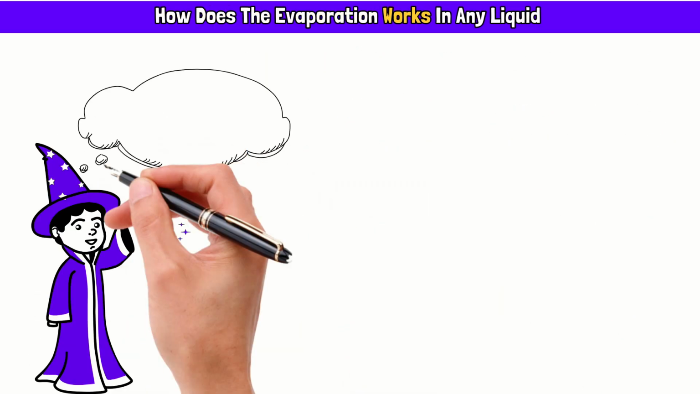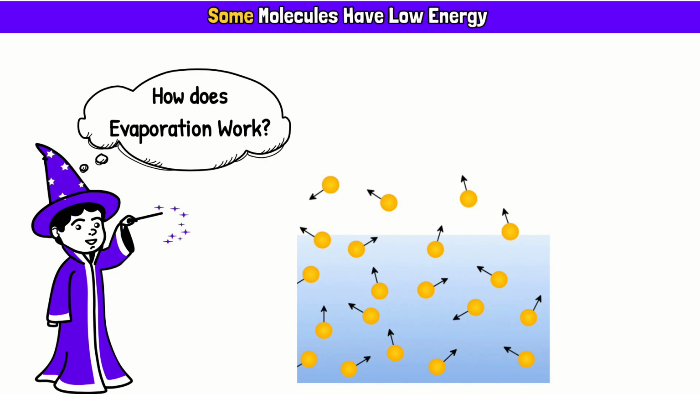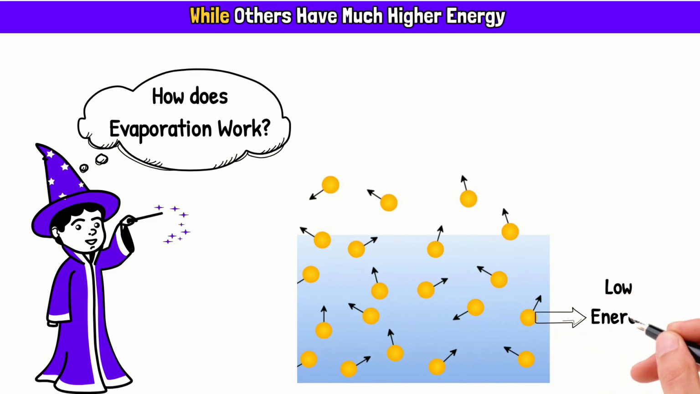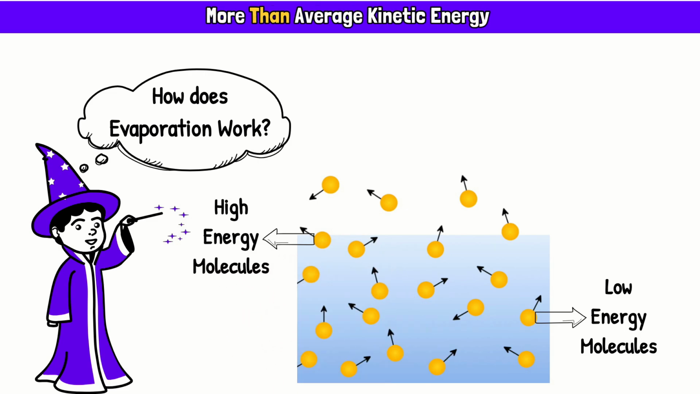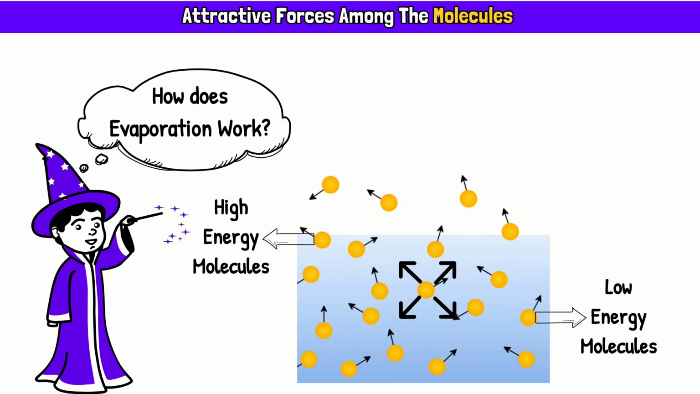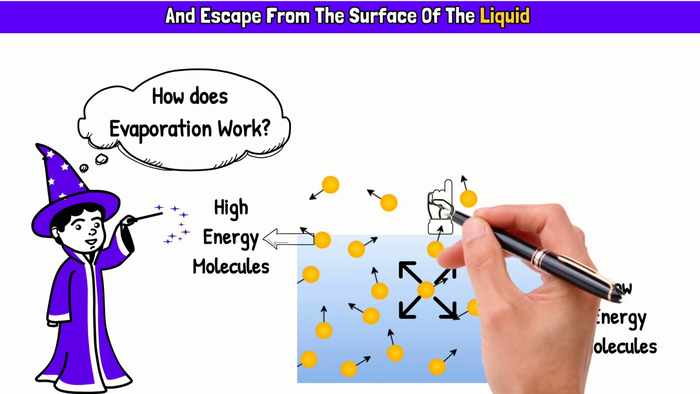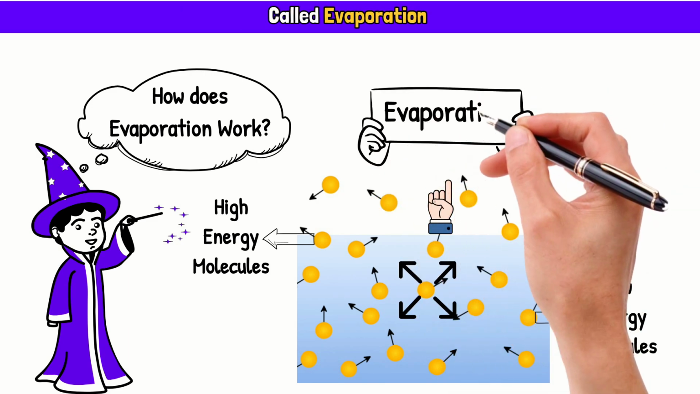How does evaporation work? In any liquid, the molecules are always moving. Some molecules have low energy, while others have much higher energy. The molecules having more than average kinetic energy overcome attractive forces among the molecules and escape from the surface of the liquid. This conversion of liquid water into gas is called evaporation.